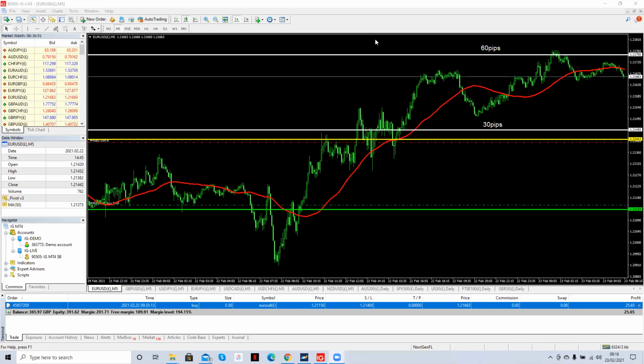1.2115. So that was the entry level, I'll just put that EL. If that's the entry level, stop loss will be 1.2115 minus 20. Let me bring the calculator out.